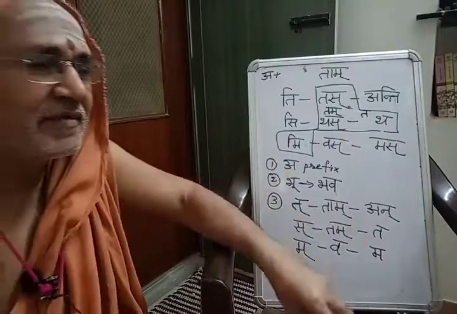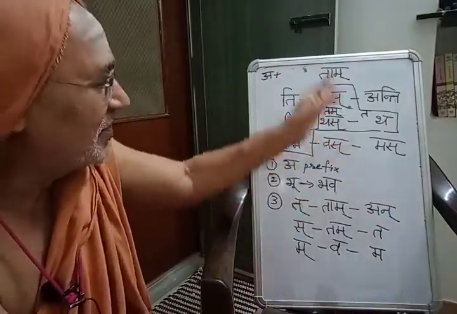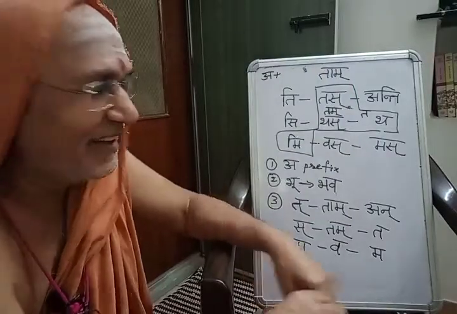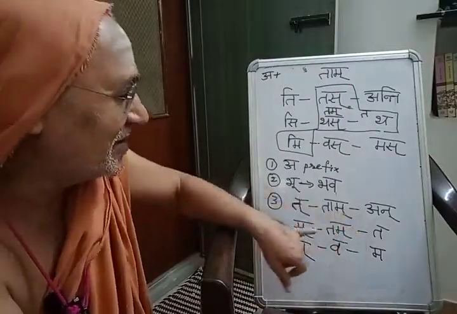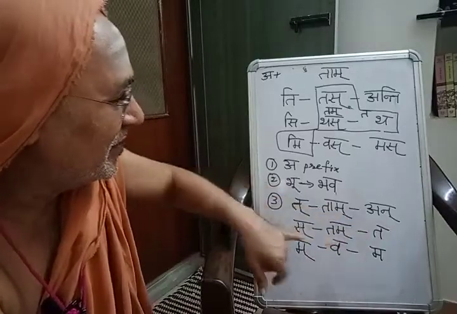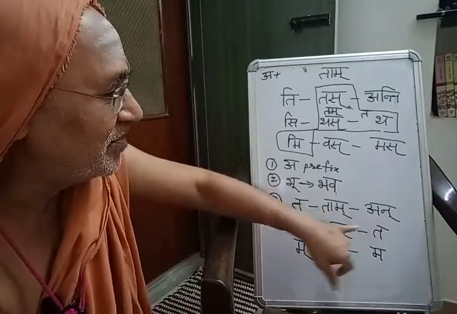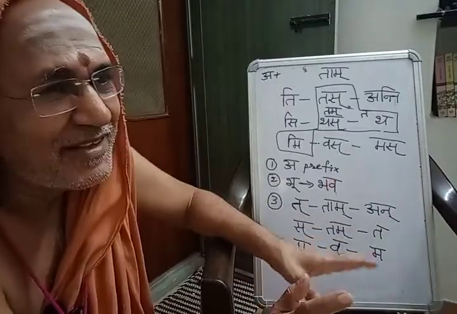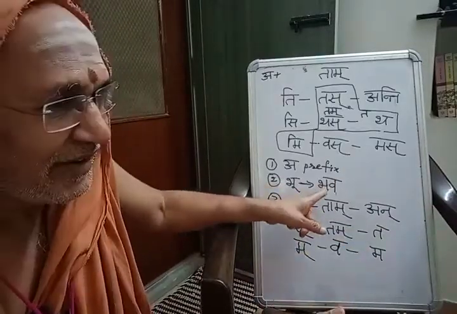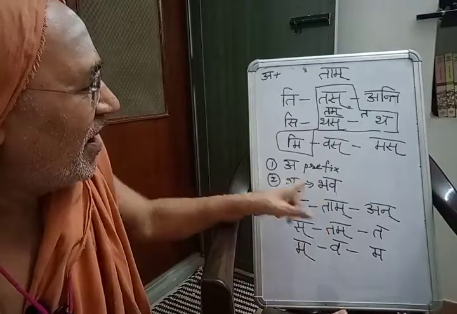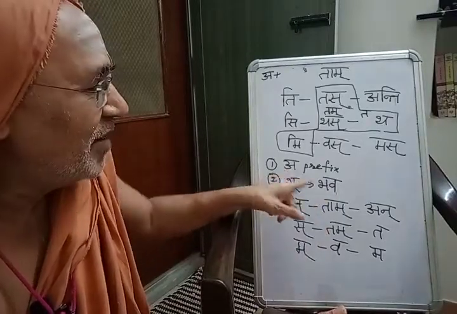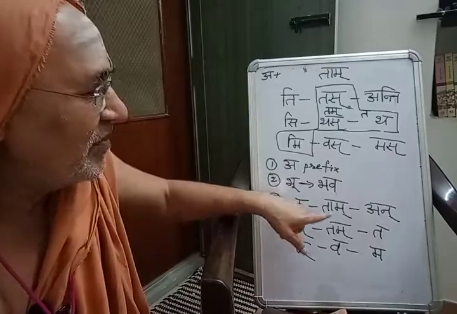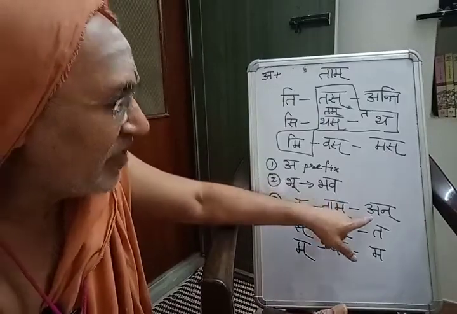These are ultimately derived forms. From this, by watching, we can tell what changes have taken place. If you see, ta tam an, sa tam ta va ma. To the bhava, a is added. Let us say abhavat, abhavatam, abhavan.